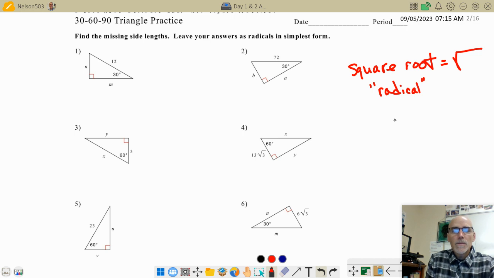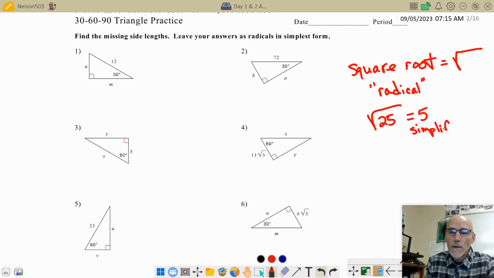Now, sometimes the number that is underneath the radical is a perfect square. So let me give you an example of that, like 25. Well, the square root of 25 simplifies to 5 because the square root sign means what times itself equals that number right there. So sometimes they simplify to something super easy, and it ends up being what's called a rational number. 5 is exactly 5. Sometimes they don't end up being rational numbers.